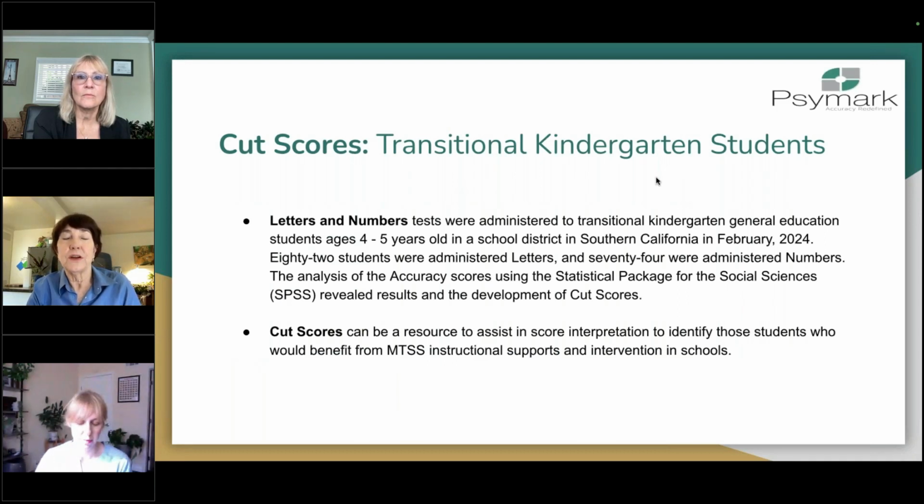There is a district here in Southern California that used our tests with all transitional kindergarten students. These were 4- and 5-year-old students, and there were 82 students who were administered letters, and 74 students were administered numbers. So we were able to establish cut scores with these numbers, and we used an analysis with the statistical package for the social sciences, or SPSS, revealing results of the development of the cut scores. These cut scores can be used as a resource to assist you in score interpretation, and then identifying students who may benefit from instructional supports and interventions.